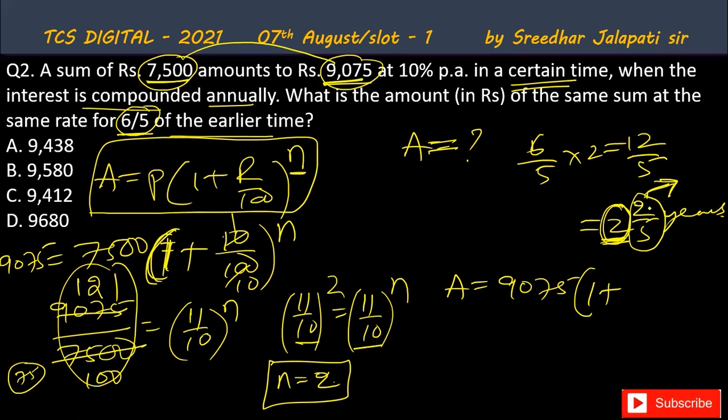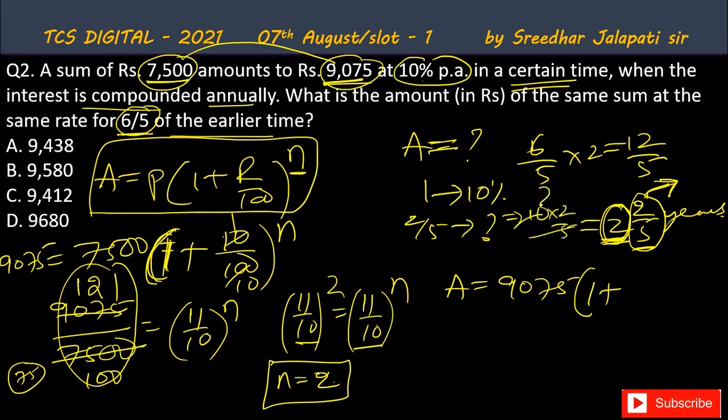Now, when you are calculating for 2 by 5 years, this rate of interest is given as 10% per annum, that is per annum. So for 1 year it is 10%. Now for 2 by 5 years, how much is it? If you simplify, you will get 10 into 2 by 5. On further simplification, we get 4%. So now the rate of interest is 4%.